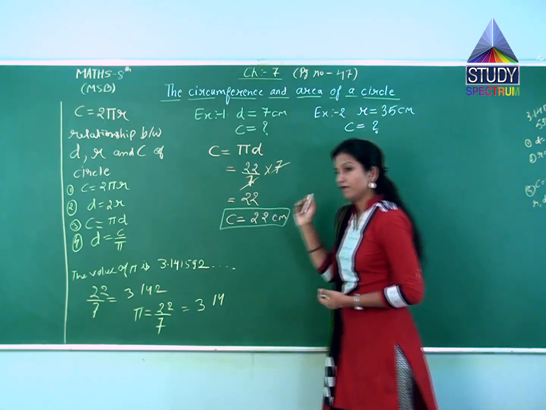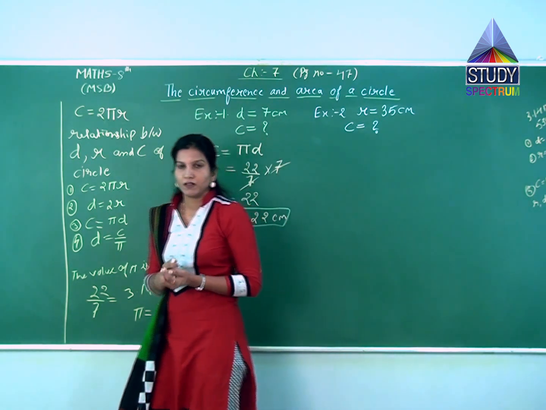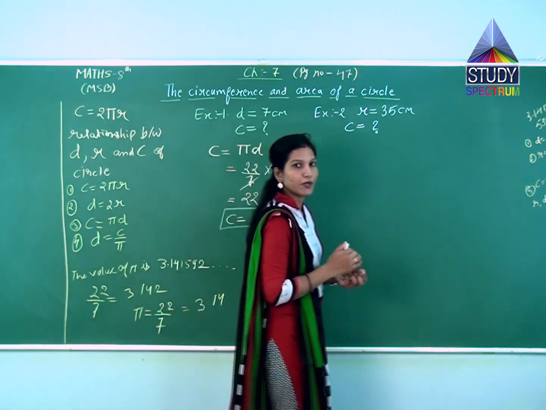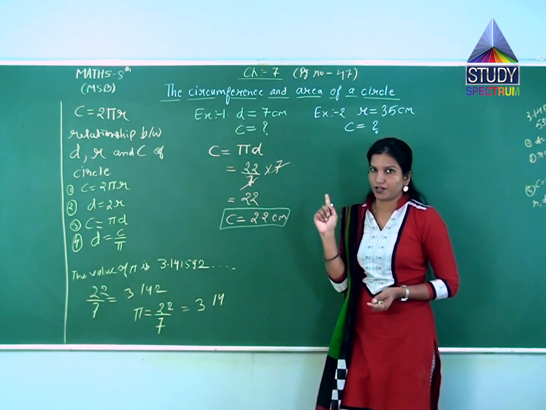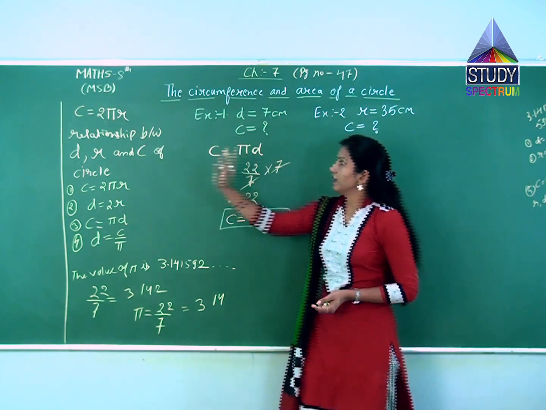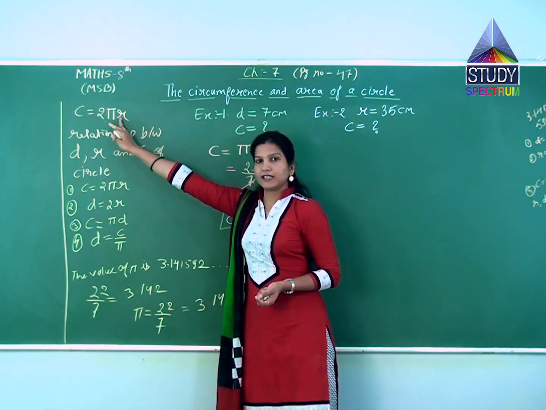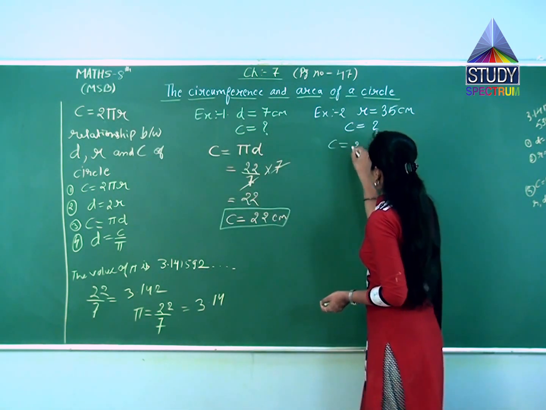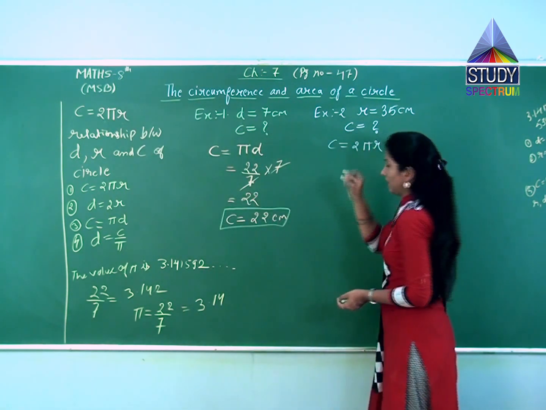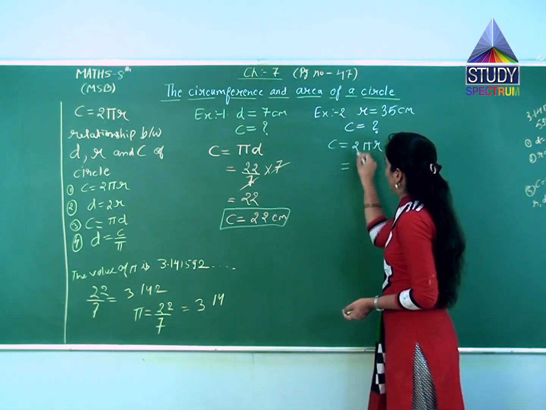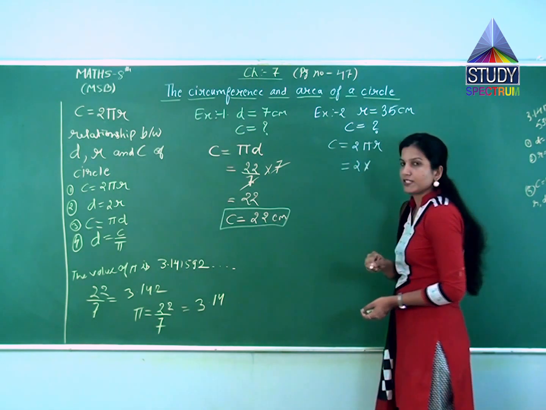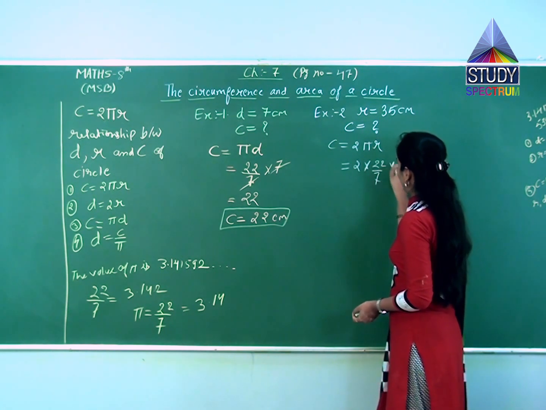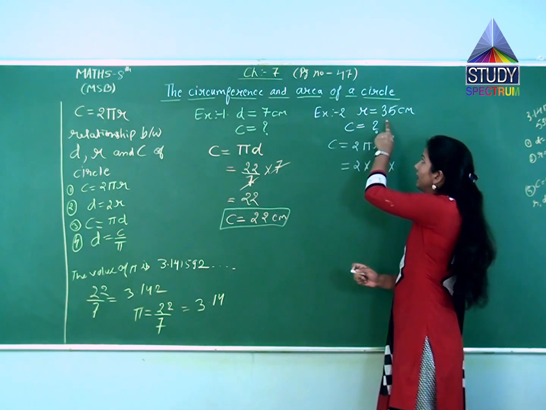Now which formula would we apply here? C equals 2 pi r. Why so? Because radius is given in this question. So we can easily put the value of radius here. So we will apply the formula C is equal to 2 pi r. Now 2 as it is. What is the value of pi? 22 by 7 into what is the value of r? It's 35.